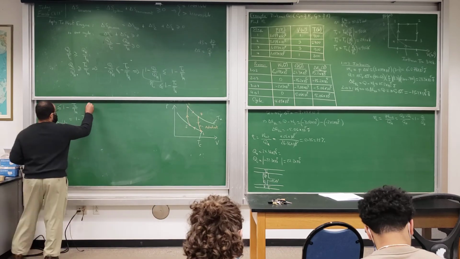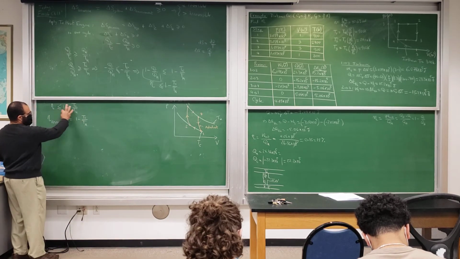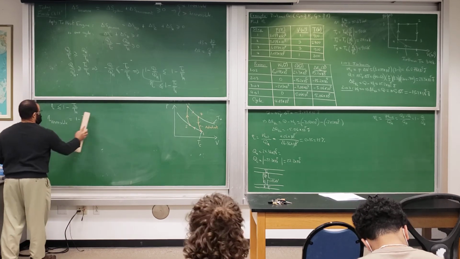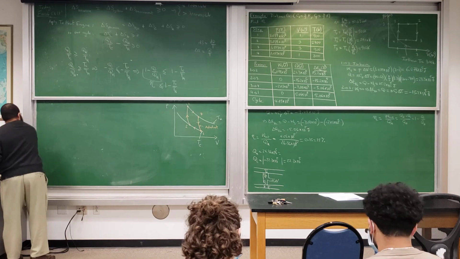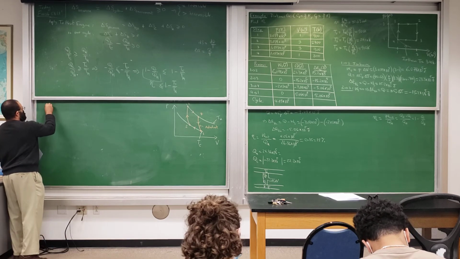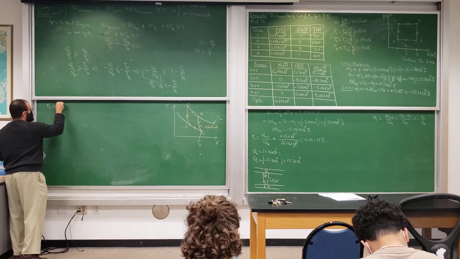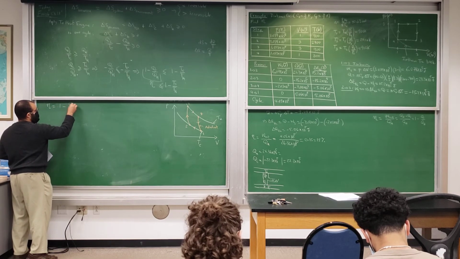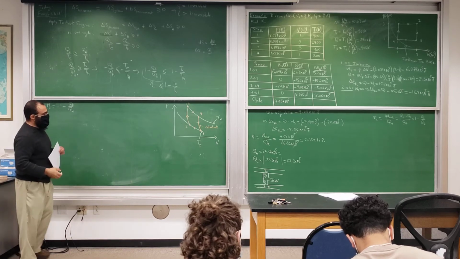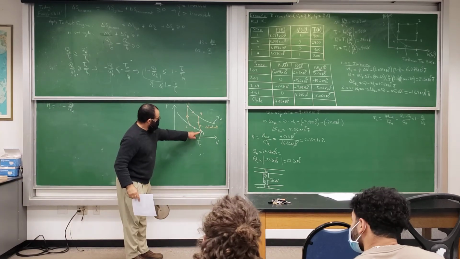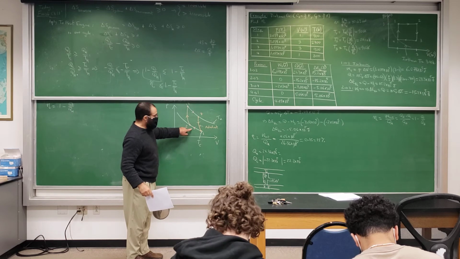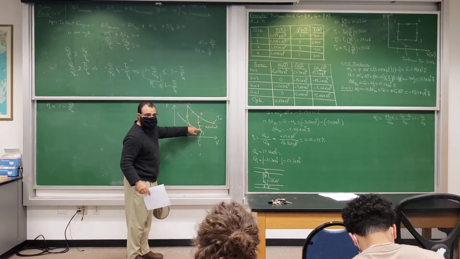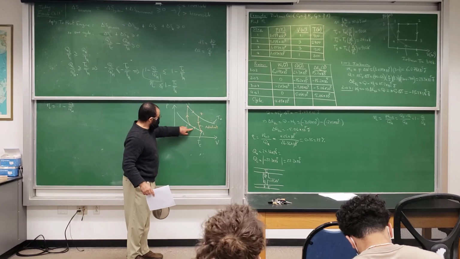So let me write it here. In general, by definition, the efficiency is 1 minus Qc over Qh. So let me calculate the heat Q from 1 to 2. Q from 2 to 3 is 0 because it's adiabatic, and Q from 4 to 1 is 0 because it's adiabatic. So there is only heat here and heat here.